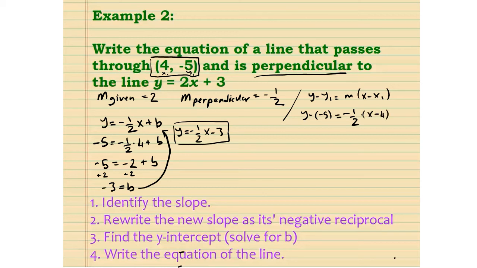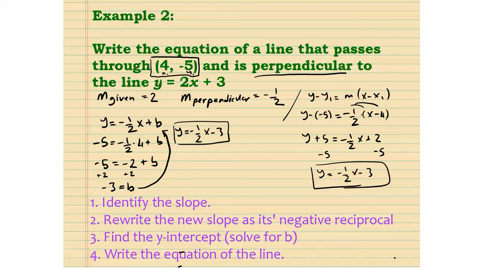We can do the distributive property here. Y plus 5 is equal to -1/2 x plus 2. Then subtract 5 from each side. Y is equal to -1/2 x minus 3. In either case, we find the equation of the perpendicular line to the given line.